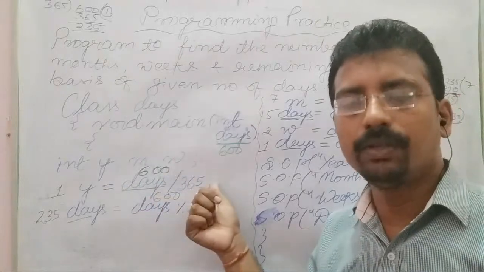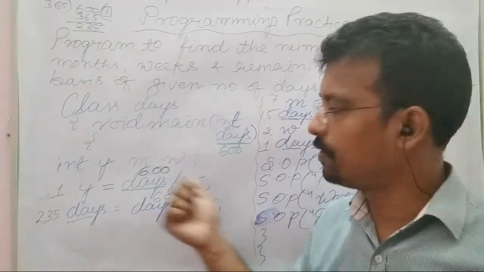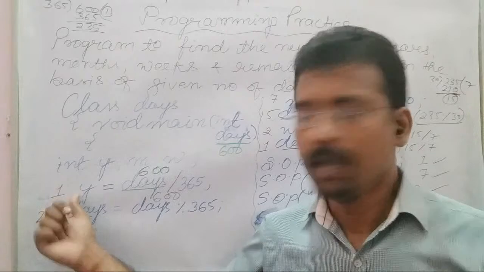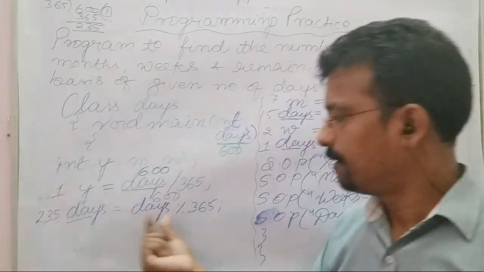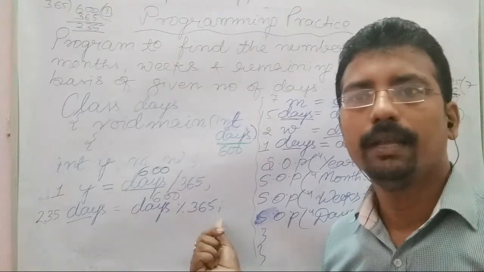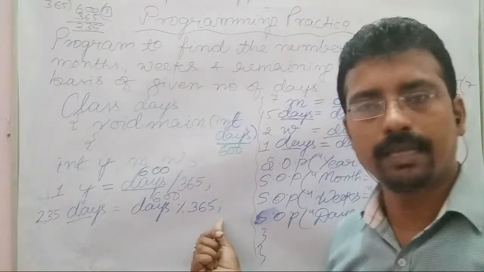So what will you do? Seconds divided by 3600, you will get the hour value. After that you will do mod, so you will get the remainder, that means seconds mod by 3600.